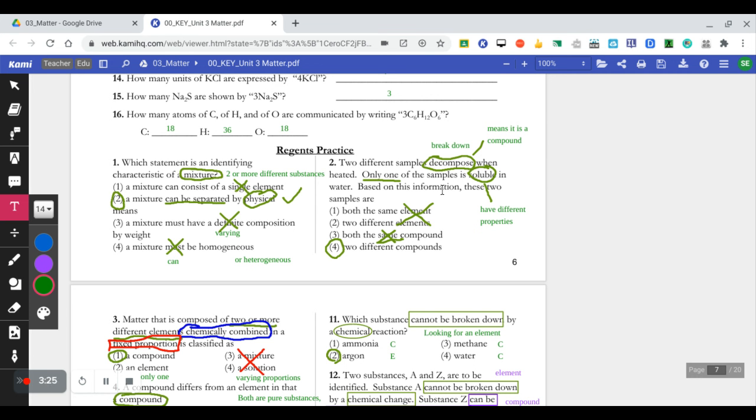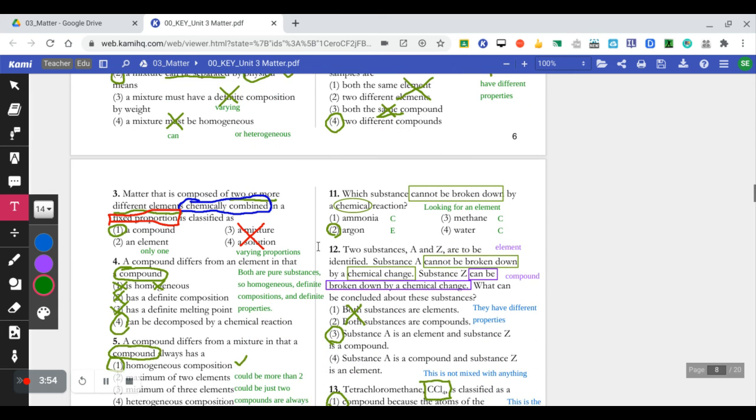2, different samples decompose. So if they decompose, that means they can break down, which means it's a compound when heated. If only one of the samples is soluble in water, that means they have different properties. Therefore, my 2 different samples may both be compounds, but they're 2 different compounds because they both have different properties. If only one is soluble in water, that means the other one is not. So that means they can't be elements because they can break down, and they can't be the same compound because they have 2 different compositions or 2 different properties.